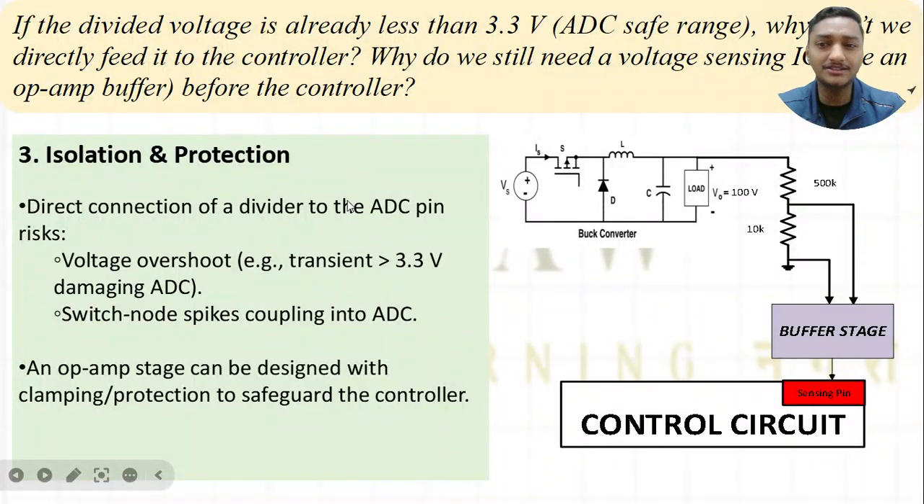There are a few more reasons, like overshoot. Let us say this output is 100 volt, and maybe it fluctuates, and because of the fluctuation the voltage across the 10k resistor becomes greater than 3.3 volt. Then my control board will get damaged, because its requirement is 0 to 3.3 volt, and if I give more than 3.3, my control board may get damaged. So all these things we need to consider.